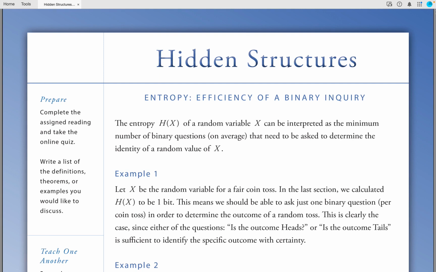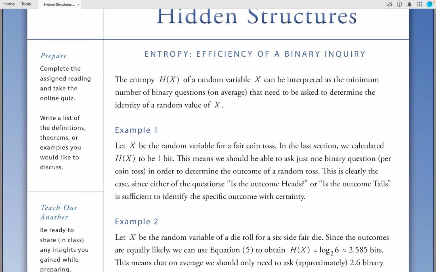Example 1. Let x be the random variable for a fair coin toss. In the last section, we calculated the entropy to be 1 bit. This means we should be able to ask just one binary question per coin toss in order to determine the outcome of a random toss. This is clearly the case, since either of the questions, is the outcome heads or is the outcome tails, is sufficient to identify the specific outcome with certainty.